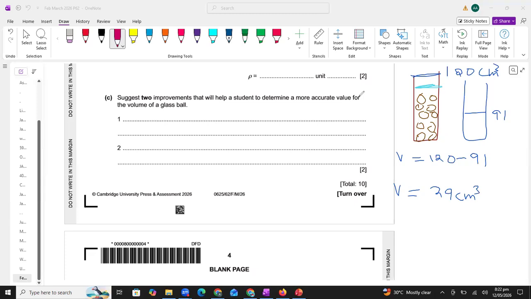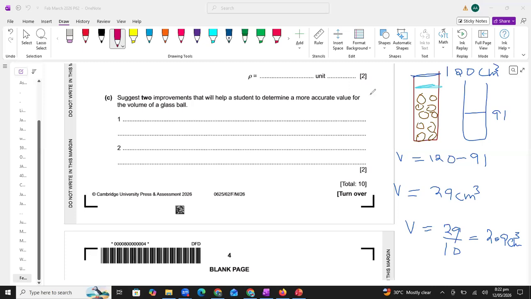Suppose I have put 10 balls in this measuring cylinder. How can I find the volume of one glass ball? 29 divided by 10. So we will get a more accurate volume, that is 2.9 centimeter cube. So basically the purpose of telling you this is that by adding more glass balls, we can increase the accuracy of the experiment.